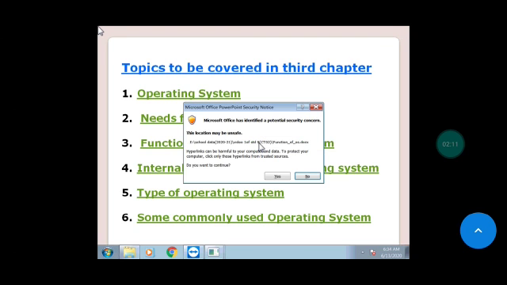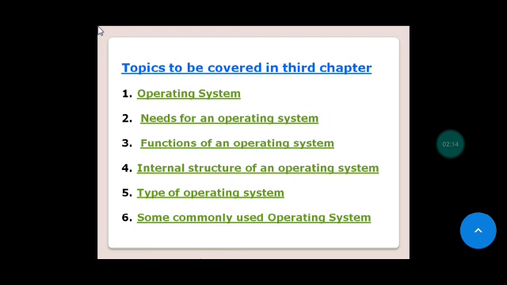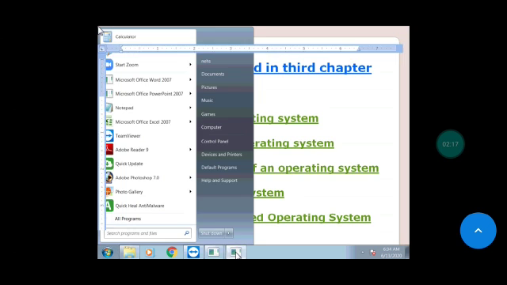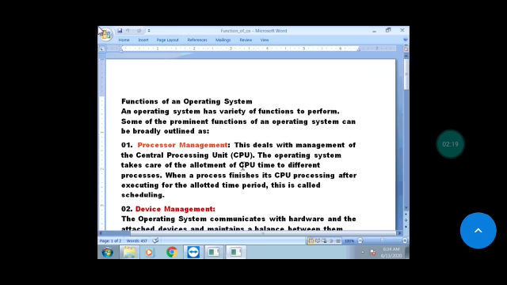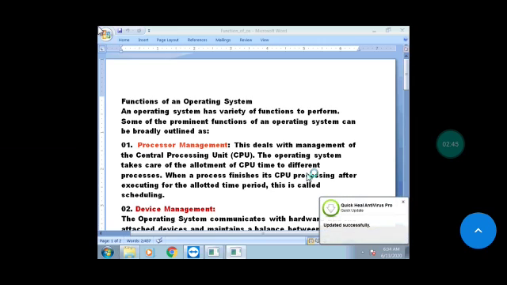Now, next part, that is functions of operating system. You see here, an operating system has a variety of functions to perform. Some of the prominent functions of an OS can be broadly classified into many ways. First of all, I am going to discuss processor management. Yes, this deals with the management of the CPU. The OS takes care of the allotment of CPU time to different processes.